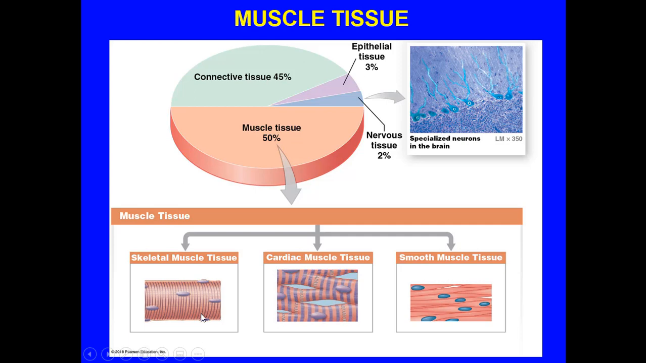Skeletal tissue and cardiac have several things in common. One of them is striations. And you can see these are the condensed areas of actin and myosin filaments, et cetera. With skeletal, though, it differs. This is more under voluntary control. Cardiac is more under involuntary control, as is the smooth muscle.